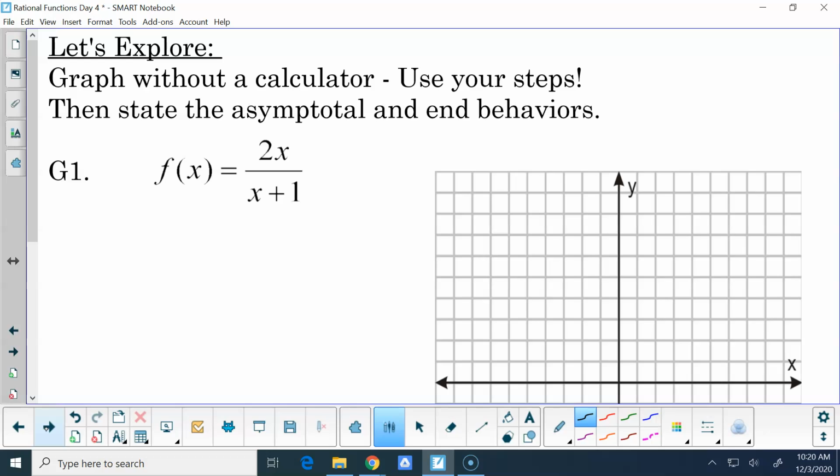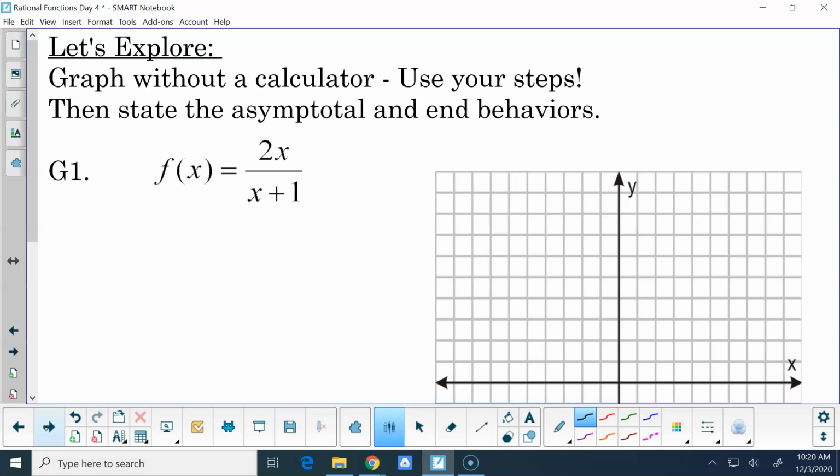Okay? We're going to graph without a calculator or Desmos for that matter. We're going to show all of our steps, and then at the very end, I'm going to show you a very quick way. From the graph, stating your asymptotes and end behaviors is totally easy, because you're just reading your graph. You don't have to think logically anymore about big numbers over small numbers, left side, right side. It's all going to be for you right there on the graph.